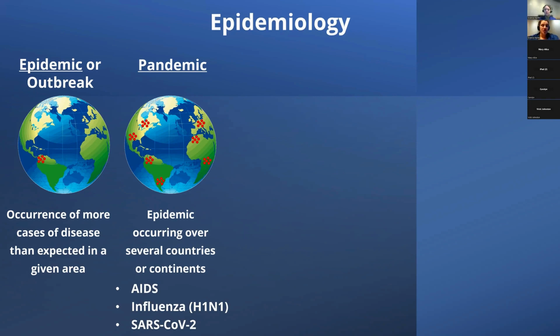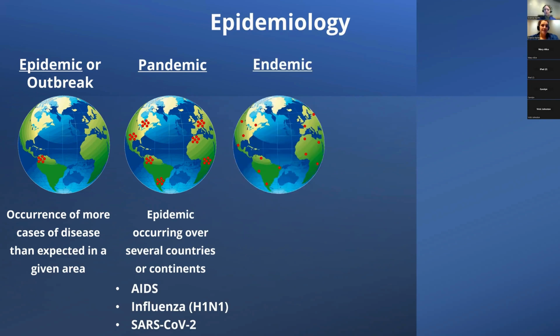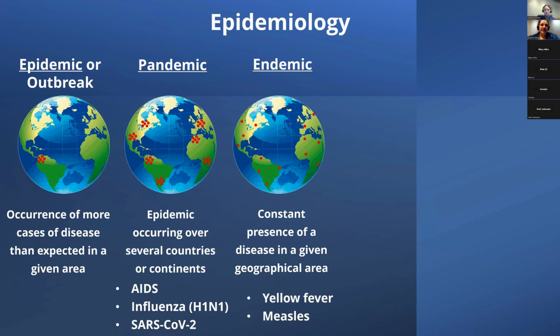But what is it called when we just know that there's this disease there? It's called an endemic. So the endemic is when there's a constant presence of a disease in a given area. So we know it's there, we know it happens, we know it exists in that area, and it doesn't become an epidemic until there's more numbers than we expect. So there's a constant presence of the disease in a geographical area, and some examples of this are yellow fever and measles. Now, what's really cool about measles for us in Canada is that, yes, it's endemic in Europe.